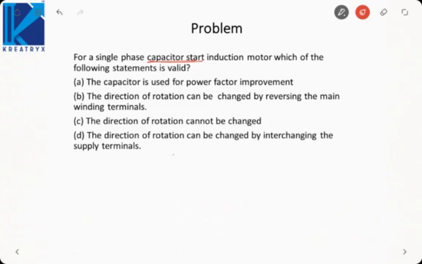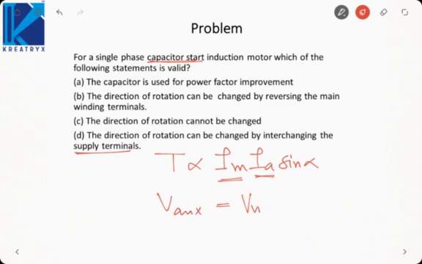Now remember, the torque will be proportional to Im, Ia and the sine of the angle between them. So if you reverse any one of the currents, then the torque direction can be reversed. Either you reverse the main winding current or you reverse the auxiliary winding current. Or you can understand, if you reverse the auxiliary winding or the main winding MMF or magnetic field, then the torque can be reversed. But if you change the supply terminals, that is, I am reversing the supply, the same voltage is connected across the auxiliary and the same voltage is connected across the main. So both main and auxiliary currents will be reversed, or the main and auxiliary magnetic fields will be reversed.